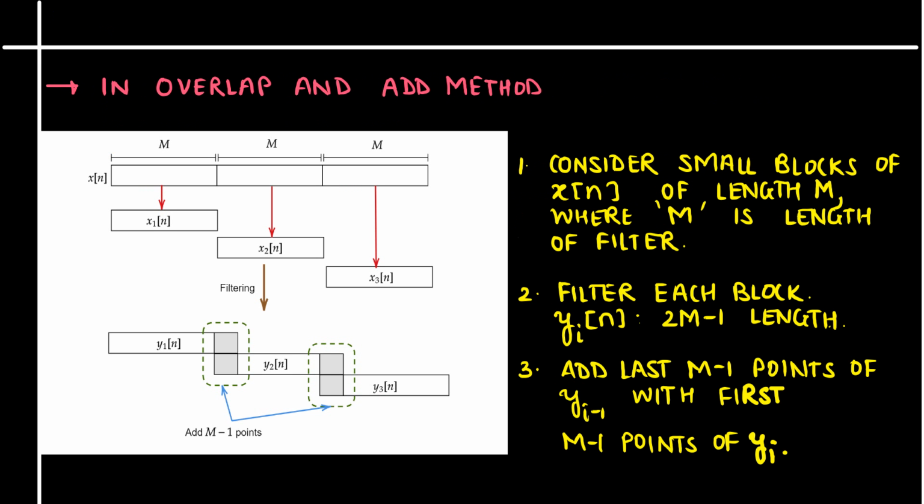So here we considered the overlap and add method, in which initially we need to split this x of n into small length blocks of length m, where this m is the length of the filter, that is h of n. Then we need to perform filtering on each of these blocks, that is we need to perform the convolution operation and obtain yi of n, where this i is the block number, and the length of each of these yi of n would be 2m minus 1. And the last step is to combine the m minus 1 points of this yi minus 1 and the initial m minus 1 points of this yi and add them in order to obtain the final output. We have also seen a small example to understand this entire concept in a better way.